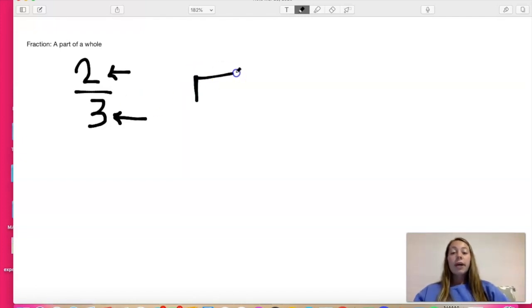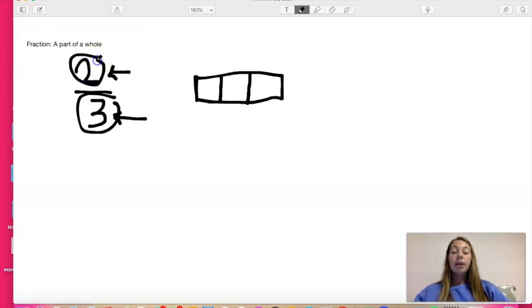So if we were to draw a picture of this, the whole, the denominator, is 3. And out of all those three parts, 2, the numerator, are going to be shaded in. Sorry, this is the best I can do with my shading. So there's that, okay?